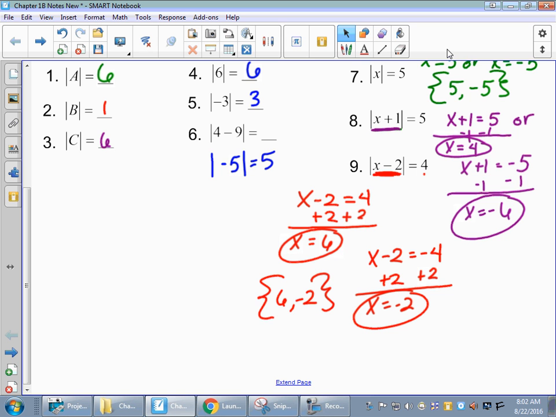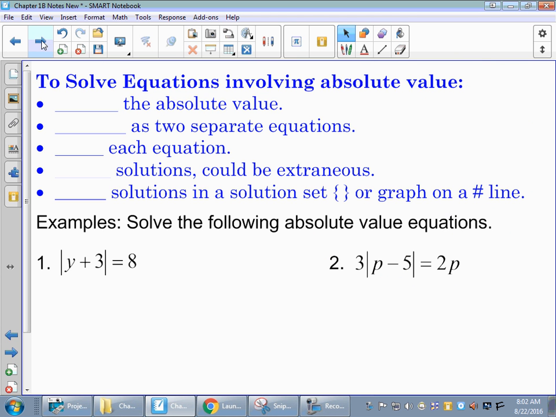Okay? We should always check our solutions. You can check by plugging them back into the original problem. So if I were to plug 6 into the original problem, 6 minus 2 is 4. The absolute value of 4 is 4. And if you plug in negative 2, negative 2 minus 2 gives you negative 4, which the absolute value is 4. So I just kind of reiterate that in these directions so you have something to refer to.